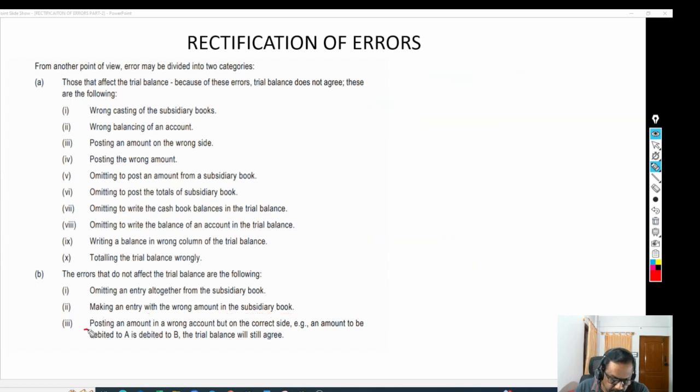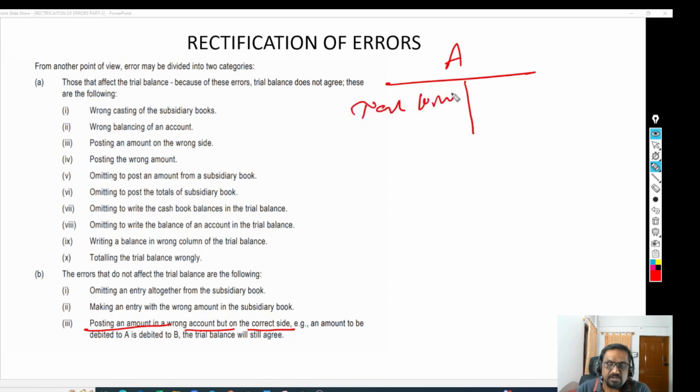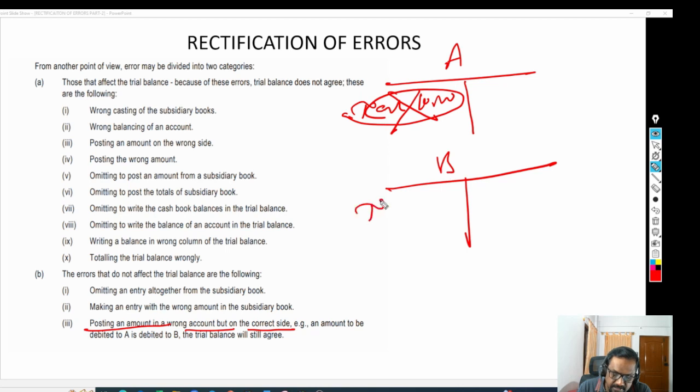Next, posting an amount in a wrong account, but on the correct side. For example, I paid amount to A account, to cash account, 10,000. This is what I paid. But instead of writing this in A account, what I did is I debited this 10,000 in B account. Is it not a mistake? I paid amount to A. This should have been recorded here, but I recorded it in B.